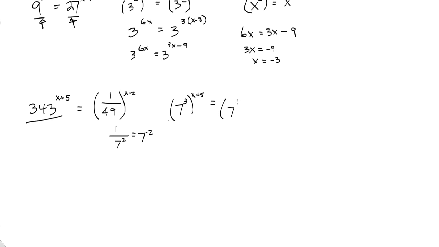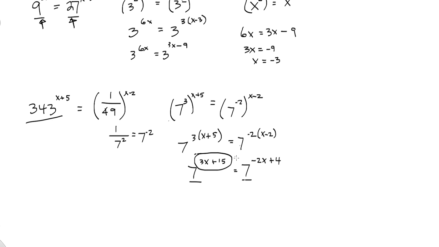So this is 7 to the negative 2 to the x minus 2. Power of a power property, multiply 3 times, make sure you put it in parentheses and distribute, equals 7 to the negative 2 times x minus 2. Okay? So when we distribute, we get 7 to the 3x plus 15 equals 7 to the negative 2 times x is negative 2x. Negative 2 times negative 2 is plus 4. Yay! All set. One expression on each side.